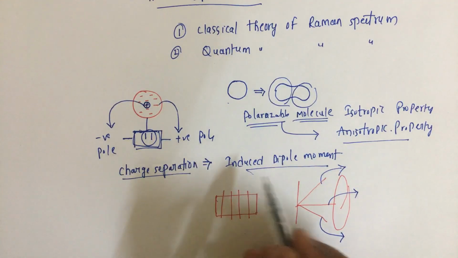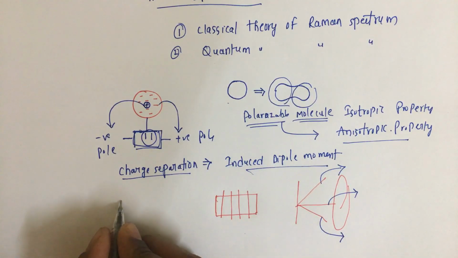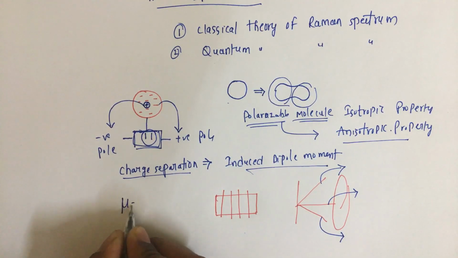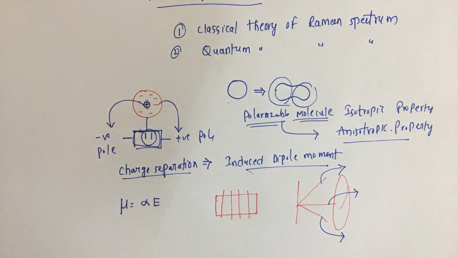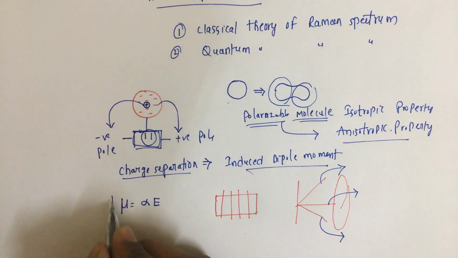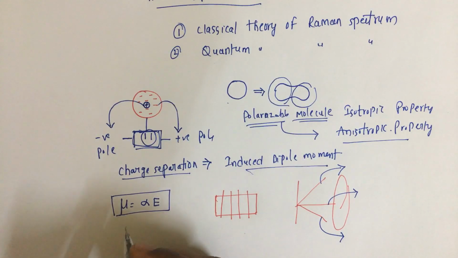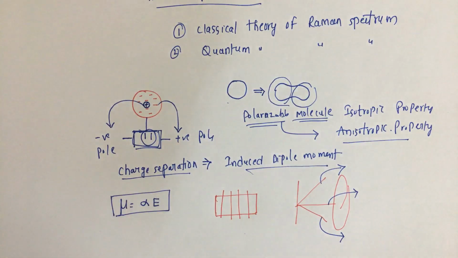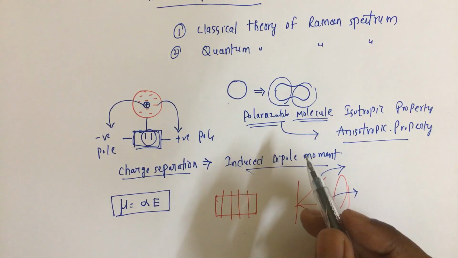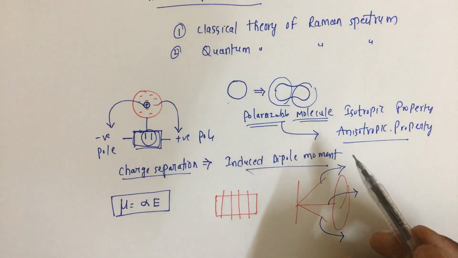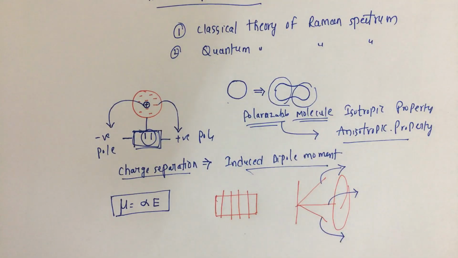So now this induced dipole moment depends upon the polarizability times the applied electric field, mu equals alpha E. Next, because of this anisotropic nature of the molecule polarizability, it facilitates the molecules being active in the Raman spectra.